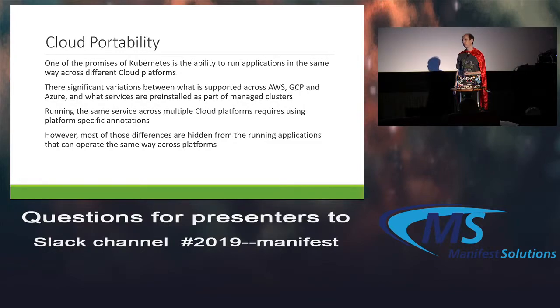One of the big promises of Kubernetes is portability across different cloud vendors. But there is significant variance between what you get in a Kubernetes cluster when you start between the different vendors. They have different versions available, different software pre-installed, different services pre-installed. So you've got to account for that when you spin up things. Also, if you want to make use of specific features within a given cloud provider, you're going to need to do things like annotations within your Kubernetes templates.